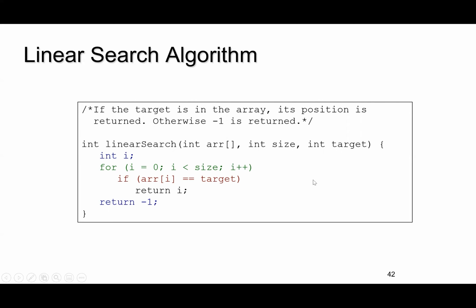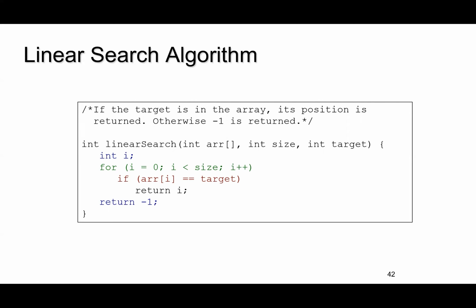But worst case means it doesn't exist, right? You have to compare all. So it will be order of n because you have 1 for loop. Okay, average will be somewhere in the middle between your 1 and order of n, which means that your target is somewhere in the middle of the array. Now, the worst case scenario for linear search is order of n.